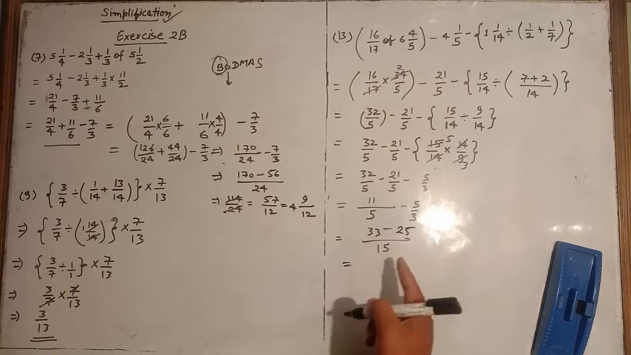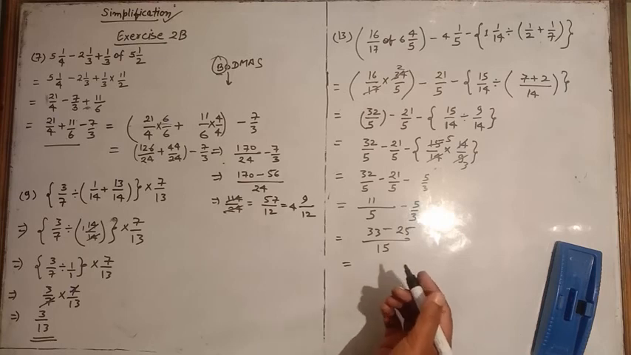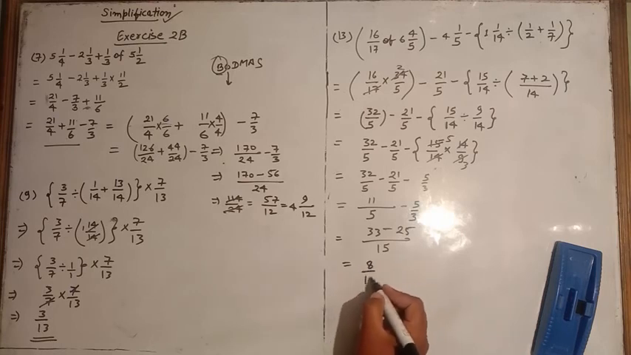So it will be equal to 33 minus 25. It will be 8 upon 15, will be our answer. Like this we will do.